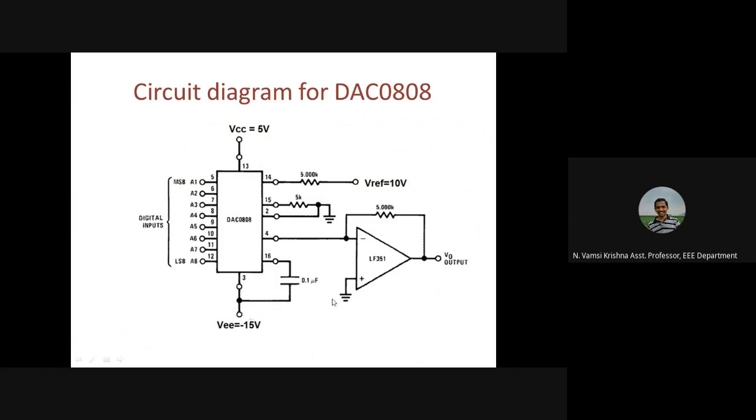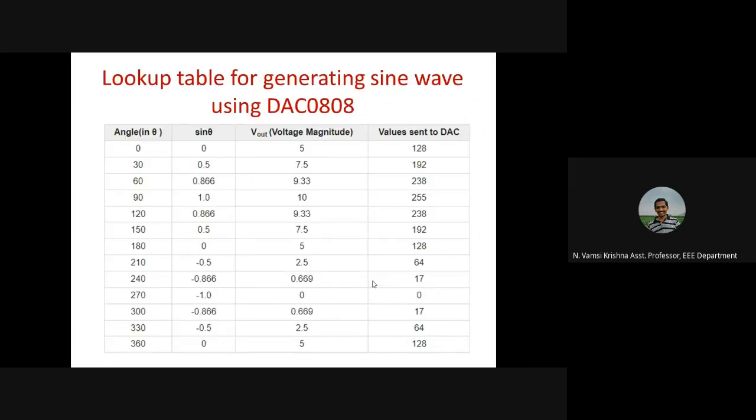So whenever you connect the DAC like this, if you give any digital input here, this current will change according to the digital input you are giving. And this current is converted to voltage using this current to voltage converter. This is the operation of DAC0808.